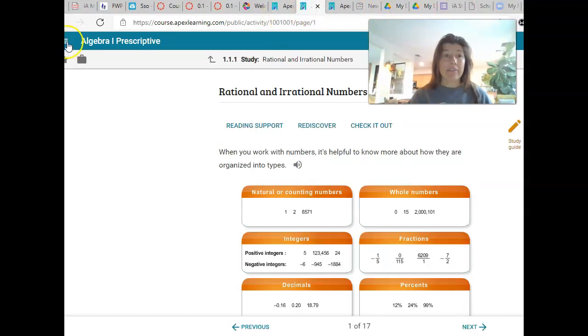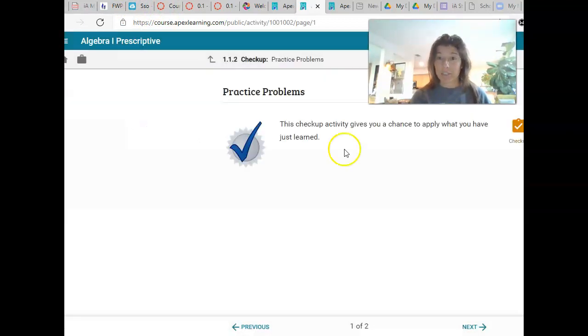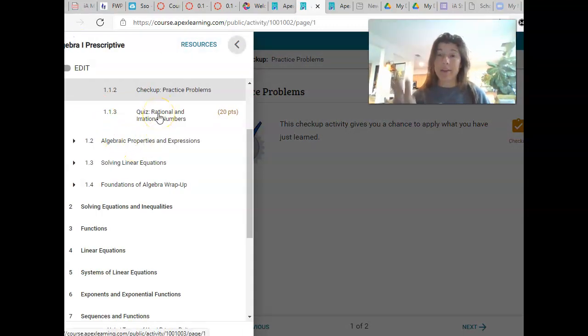The second part to every lesson is the checkup, which is practice problems. This is also a worksheet. Print this off or do this by hand. And then only once you understand what's going on in the study, what's going on in the checkup, should you then take the quiz in Apex. Reminder, you have 3 chances to pass every quiz with 70% or higher.